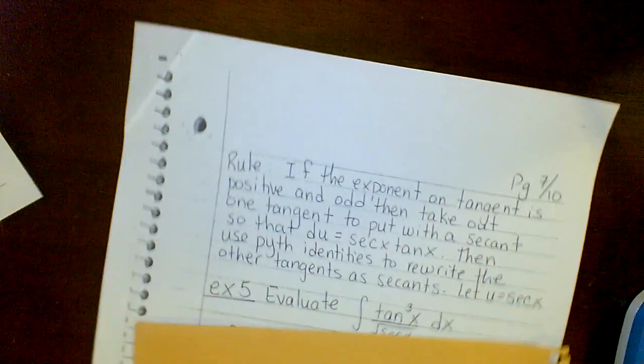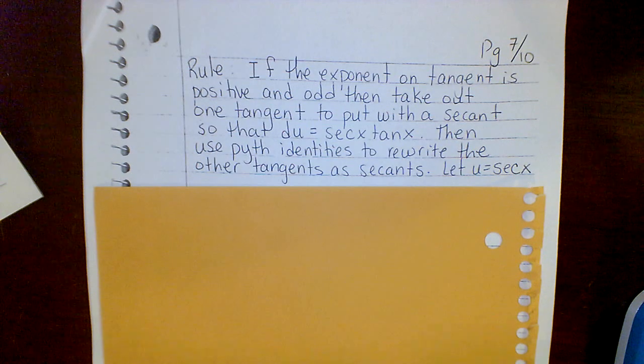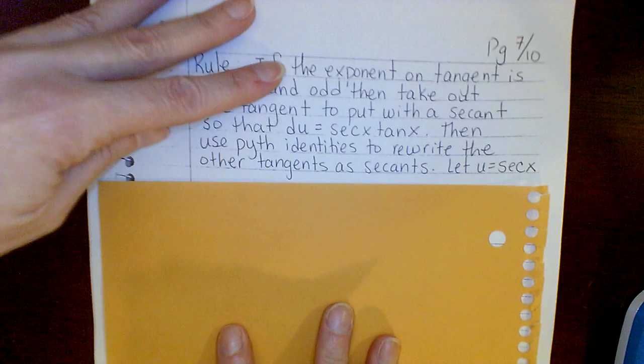All right, so here's another case that we run into. If the exponent on tangent is positive and odd, the last one was even, then we're going to take out one tangent to put with a secant so that we have that secant tangent for my du. Then we use Pythagorean identities to rewrite the other tangents as secants, and we'll let u be secant x. All right, let's see this one in action.